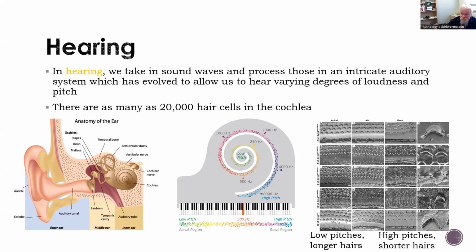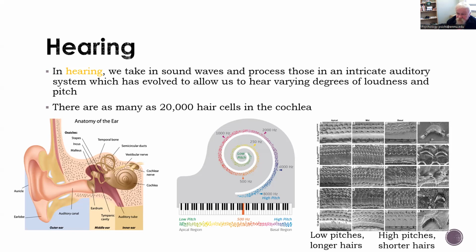We're able to communicate with one another because we're human. The way to communicate is both visually, where we see you talking or doing nonverbal behaviors, or we hear your language. And so in hearing, we're taking in sound waves and processing those in an intricate auditory system, which has evolved to allow us to hear varying degrees of loudness and also pitch.